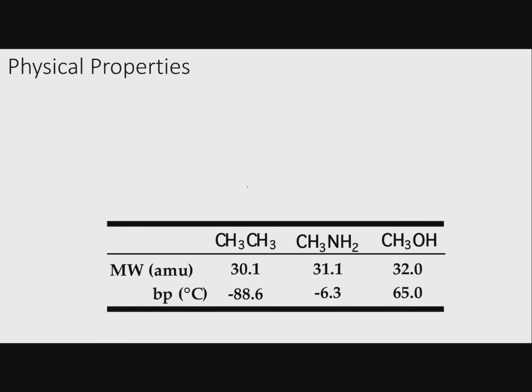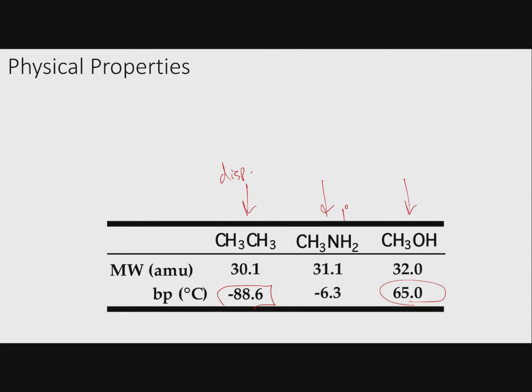Just to show you what some of these physical properties look like when we compare an alkane to the amine to the alcohol of similar molecular weights. So the alkane, of course, only has London dispersion forces keeping those held together in liquid form. So they boil at -88. Amines have, as I mentioned, the ability to hydrogen bond with each other with the exception of tertiary. So this one right here shown is a primary amine. So -6 degrees, and then the alcohol, similar molecular weight, 65.